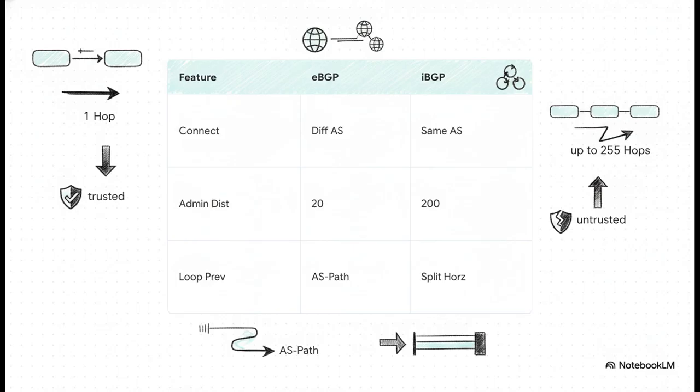But look closely at the administrative distance. Administrative distance is essentially a router's trust rating for a protocol. Lower is better. eBGP has a very trusted distance of 20, but iBGP? It has an incredibly high untrusted distance of 200. This literally proves that fundamentally, a router trusts external BGP routes way more than internal ones. Why? Because your internal routes should really be handled by dedicated internal protocols.